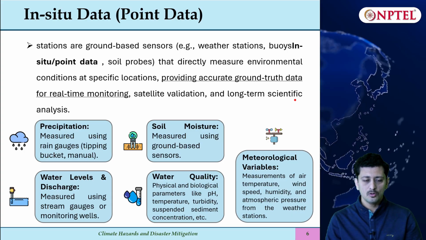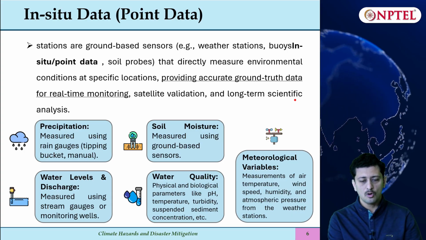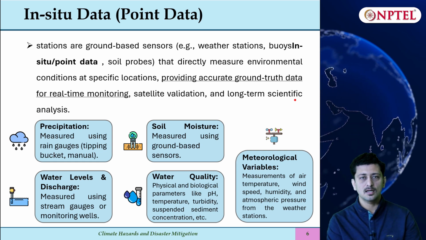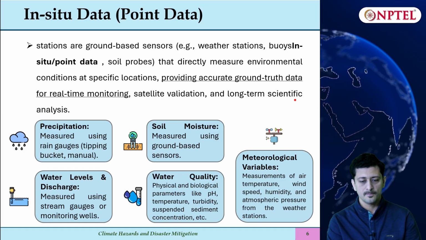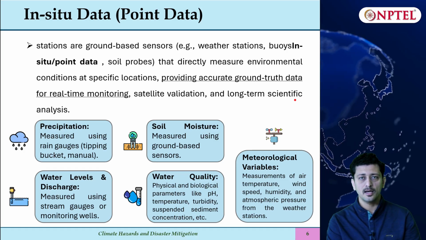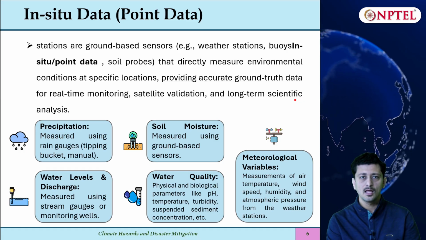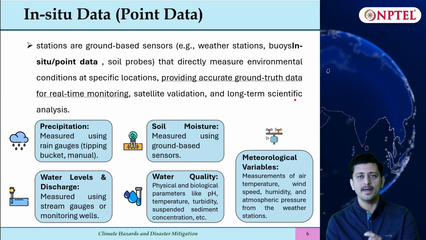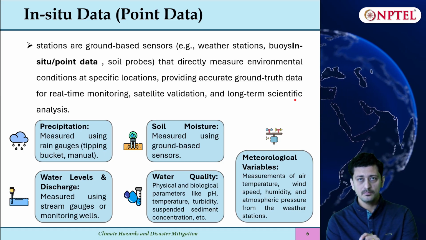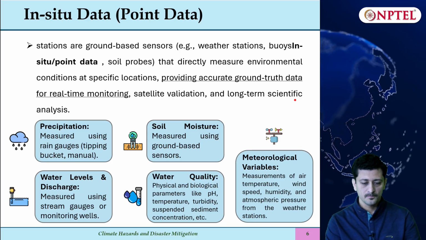Coming to the point data, these are based on the ground-based sensors or soil probes, which directly measure the conditions at a particular location. The importance of in situ data is that if you have different sources of data like reanalysis data and satellite data, there is some sort of bias present in the data. If you want to correct them, then this can provide accurate ground truth. So that is where it is important.